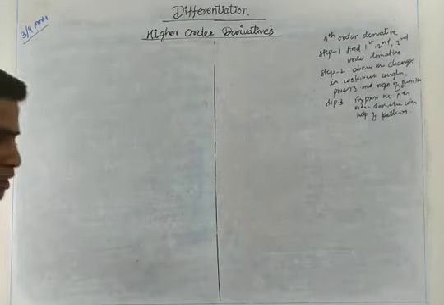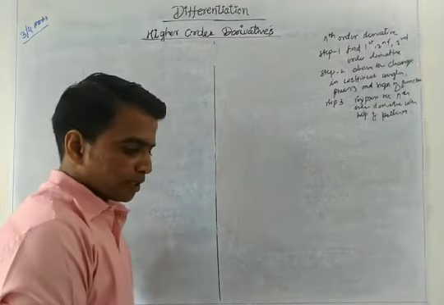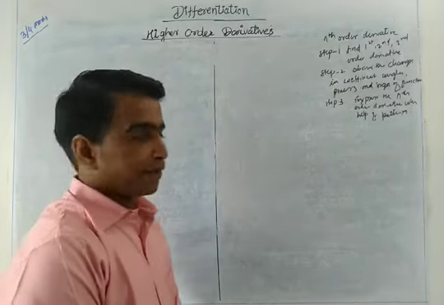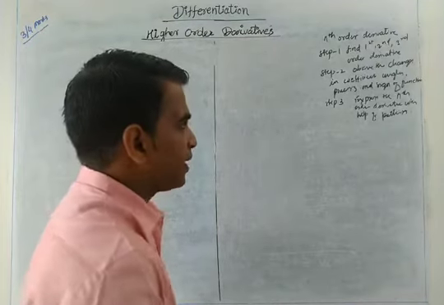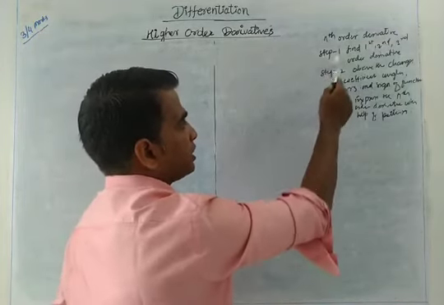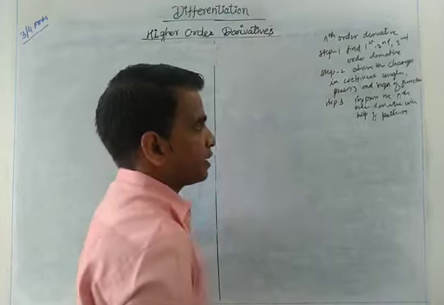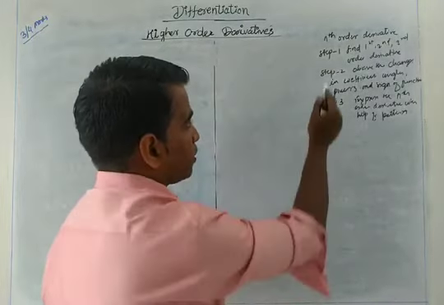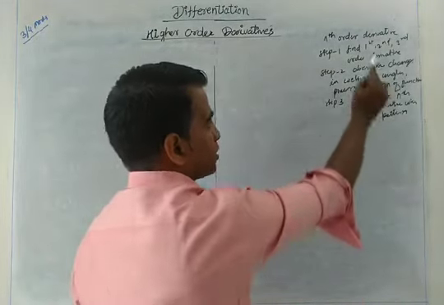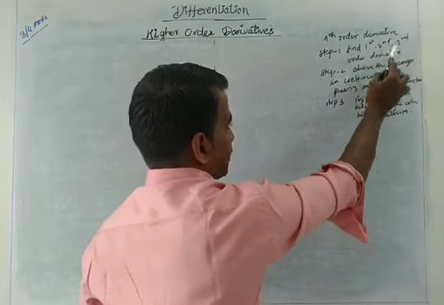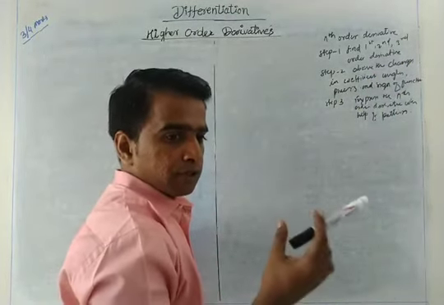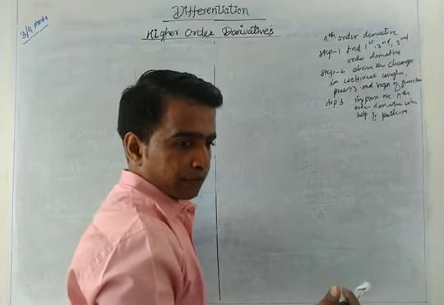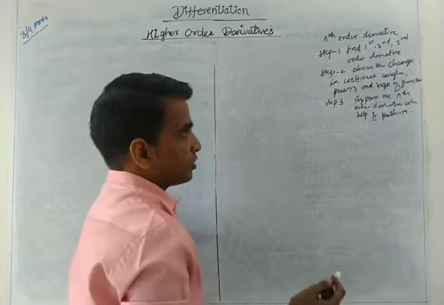See, the next type is the last type from this exercise, the last type of derivative: find nth order derivative. To find nth order derivative, we have to follow these three steps. Check it properly. First step, find first, second and third order derivative of the given function. We have to find the first derivative, second derivative and third derivative of the given function.